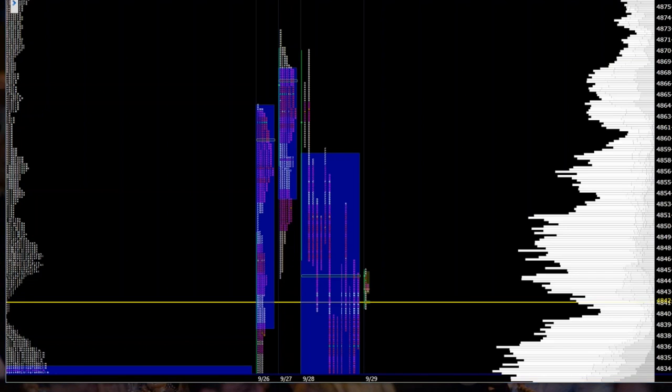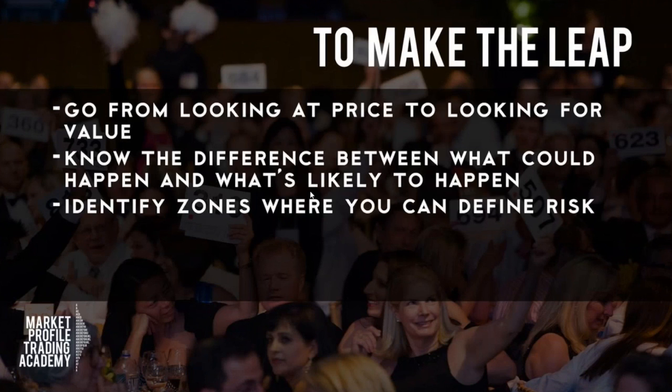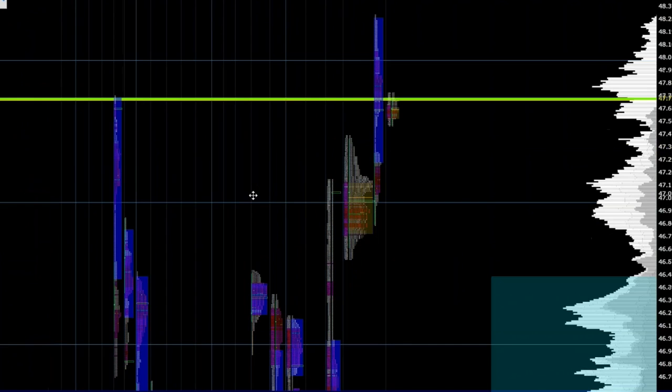Next thing on this is to be able to identify zones where you can define risk. Okay, so let's look at an example of the trade that I was in today. I'll pull this one over here. So this is crude oil. I'm looking for zones that I can identify risk. So one of the things that I track every day is the average trading range of any instrument that I trade. You can very quickly figure that information out.